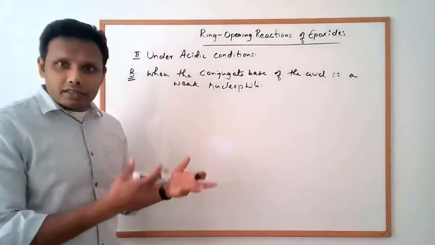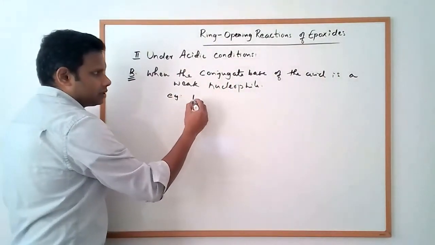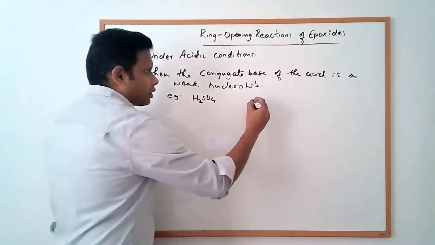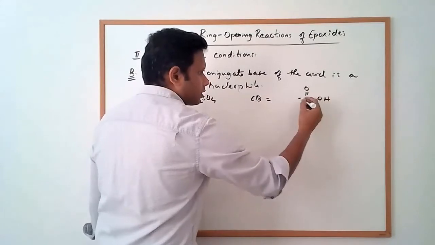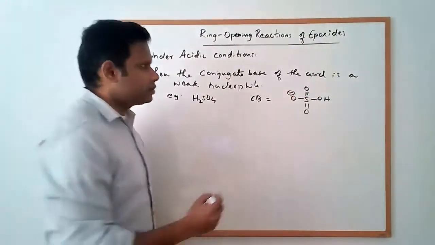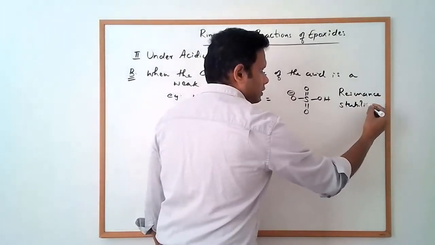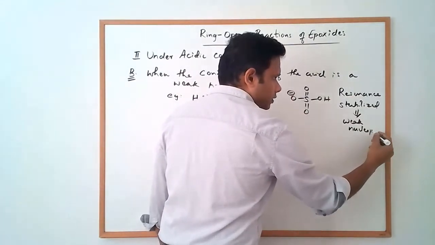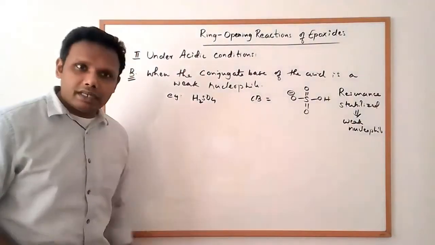And this is very typical of how these reactions are done. An example of an acid like that is sulfuric acid. When you use sulfuric acid, the conjugate base of sulfuric acid is bisulfate, and this conjugate base is resonance stabilized, and hence this is a weak nucleophile. In fact, it's not even a nucleophile. It's a very, very weak nucleophile. So what if we are dealing with an acid like that?